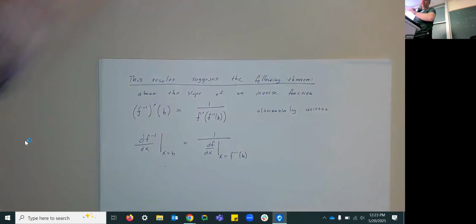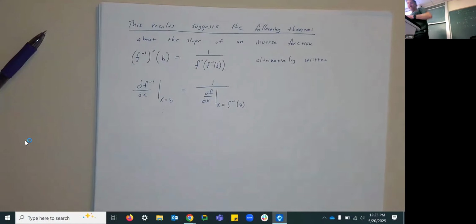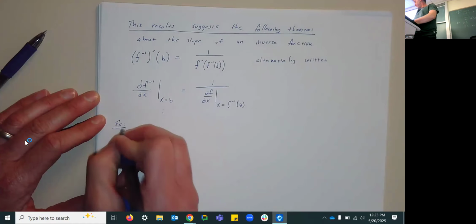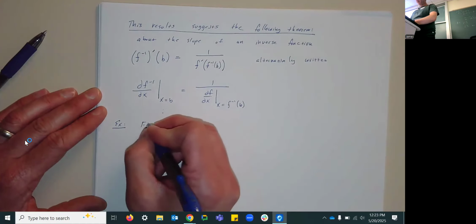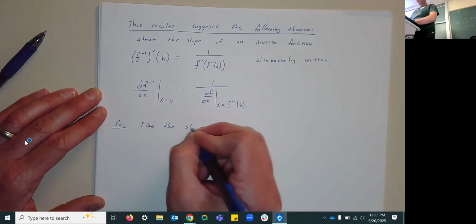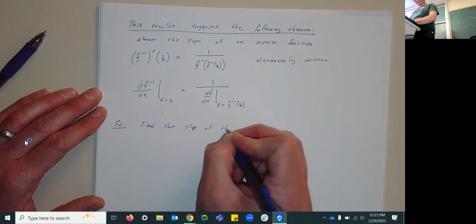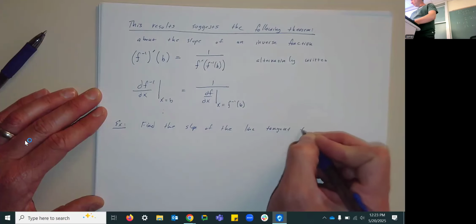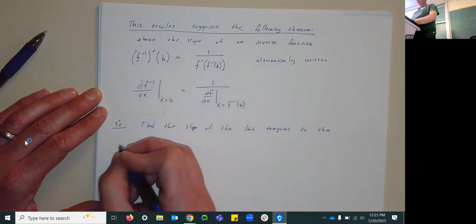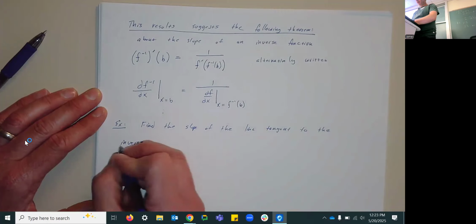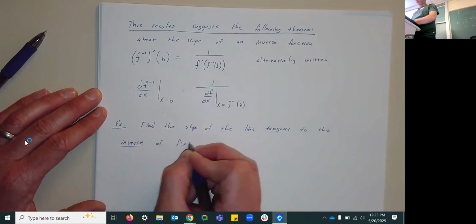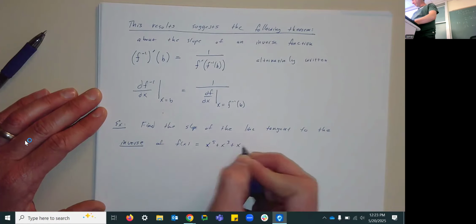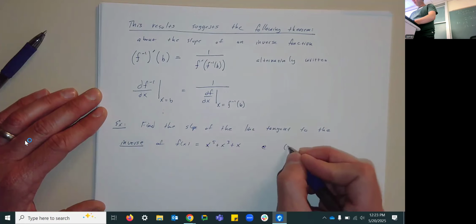Sometimes people like to ask questions like this, meaning someone could ask us the following sort of question. Find the slope of the line tangent to the inverse of the function f of x equal to x to the 5th plus x cubed plus x at the point 3, 1.